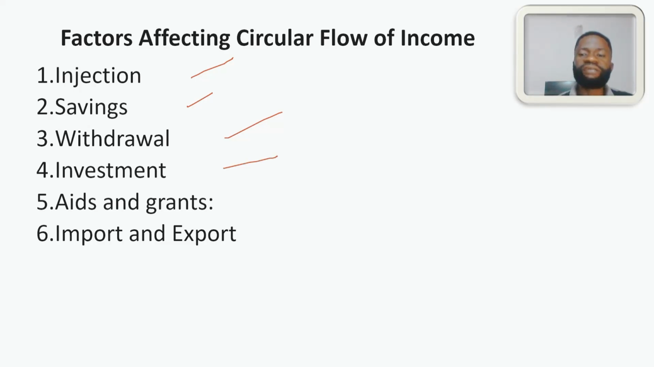The next one is investment. Investment involves spending on capital goods, such as machines, factories, and equipment. The effect of spending on capital goods is that it creates employment opportunities. It also increases income and acts as an injection in the circular flow.